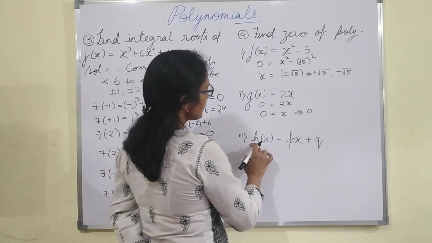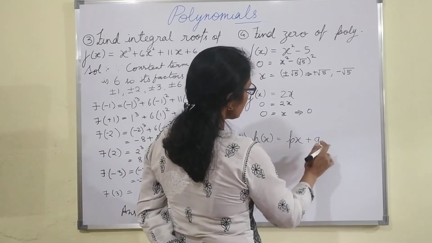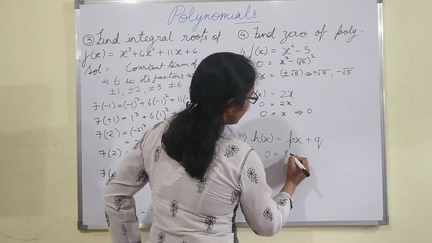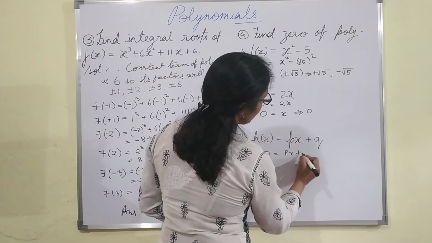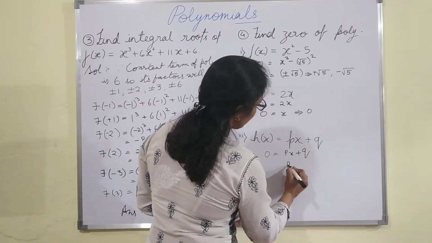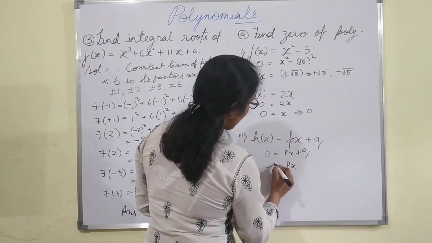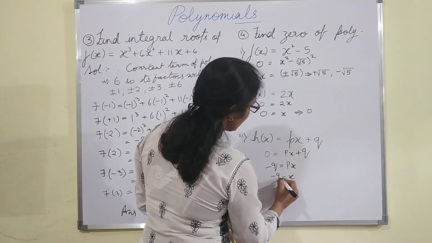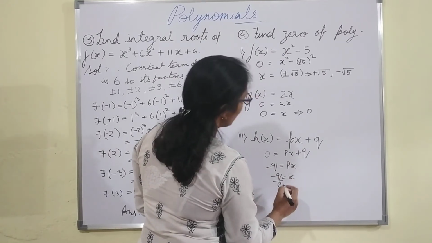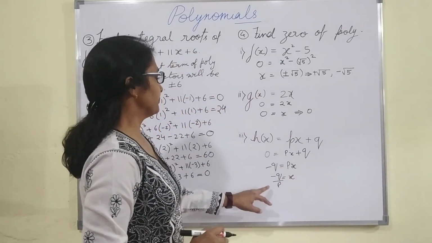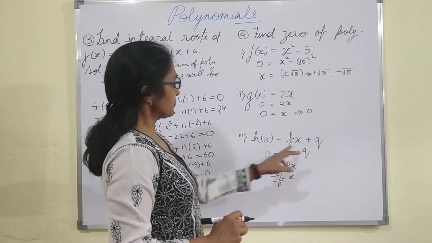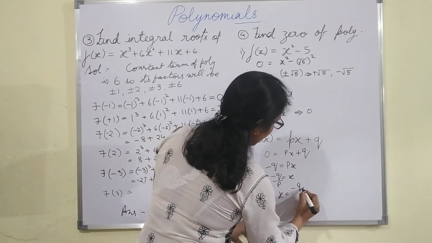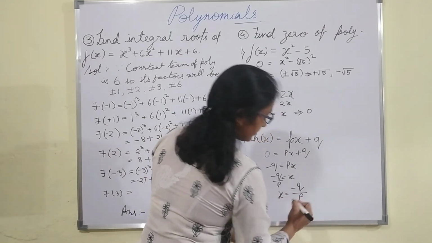Now next, h(x) = px + q. So px + q = 0, so px = −q. So x = −q/p. So the root of this polynomial is −q/p.